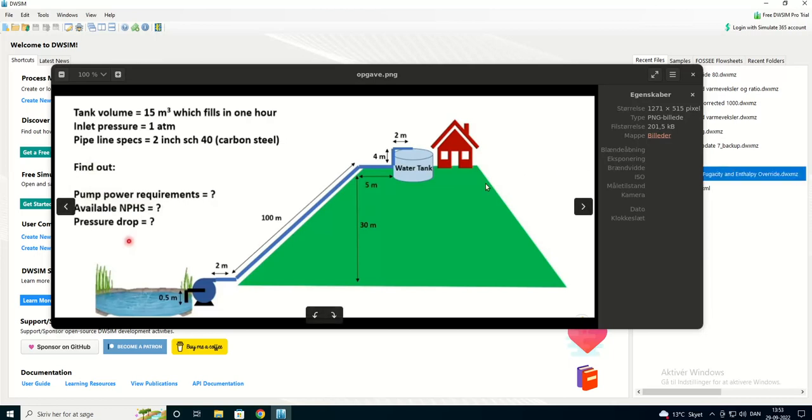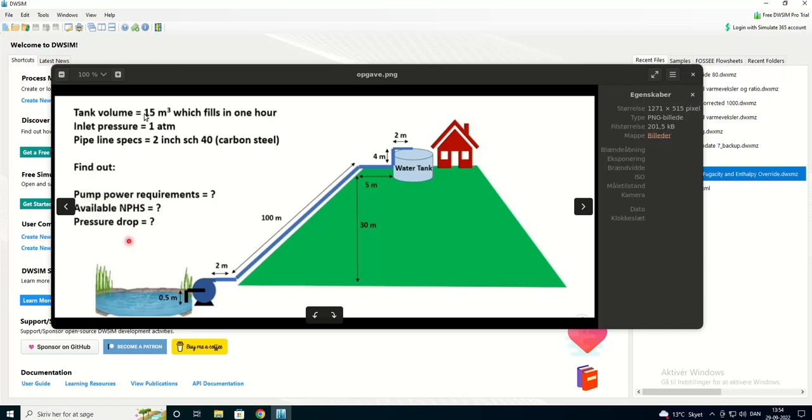Hi, I'm going to calculate the dimensions, or the power needed, for this pump. We have 0.5 meters vertical, 2 meters in the outlet, and 100 meters elevating 30 meters, and 5 meters straight, and 4 meters vertical, and 2 meters straight. And it is going into the water tank here.